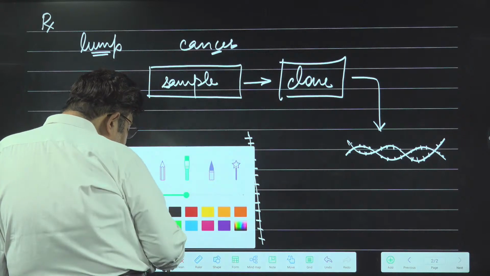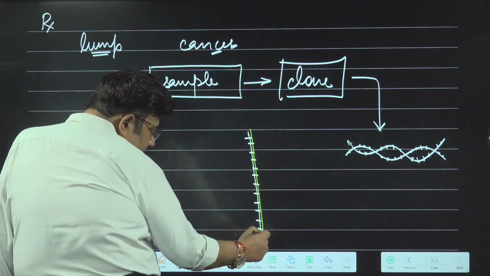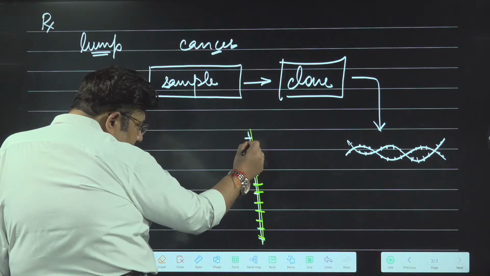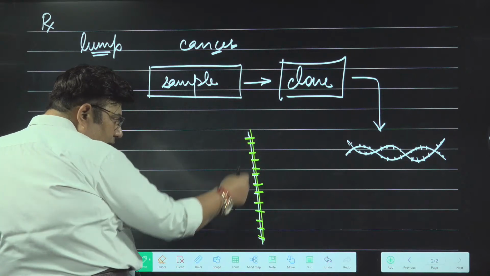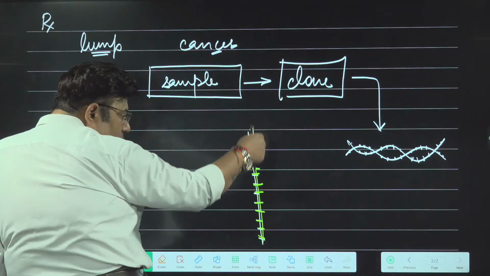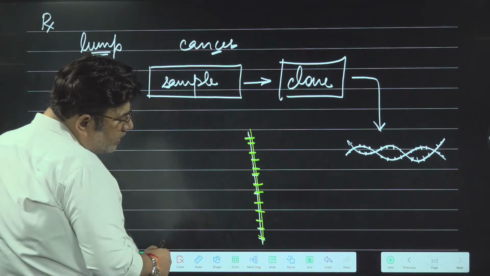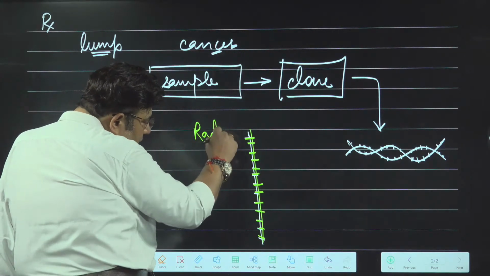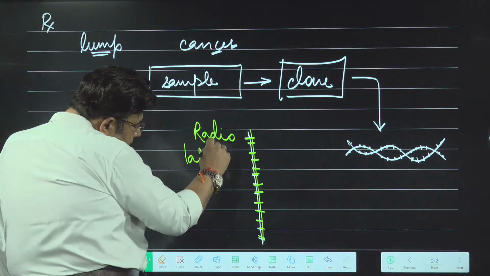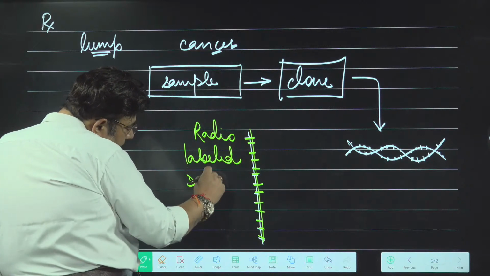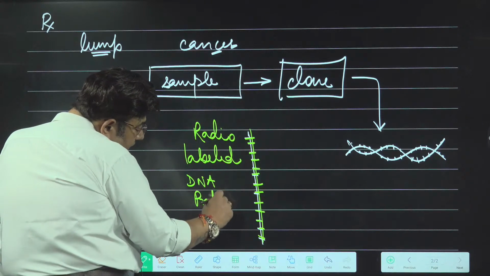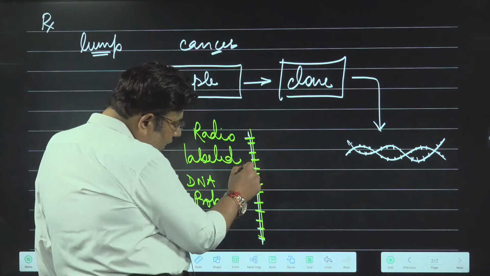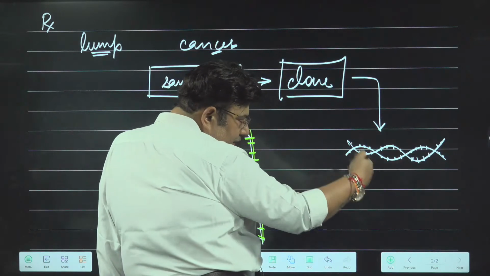Then we will label it with radioisotope. It is a single-stranded DNA labeled by radioisotope containing the normal complementary sequence. This is a radio labeled DNA probe. Understand? Single stranded DNA. Now you have to try to hybridize this with the DNA inside the cell.